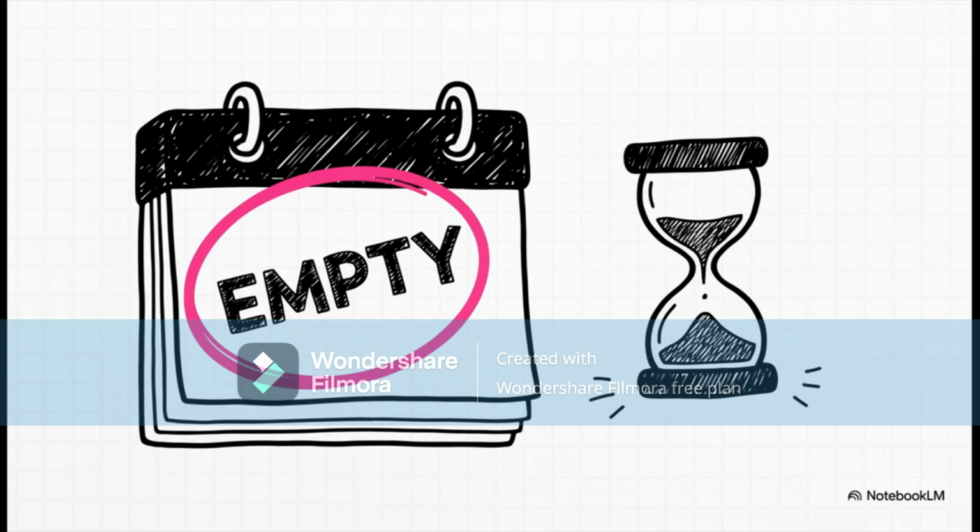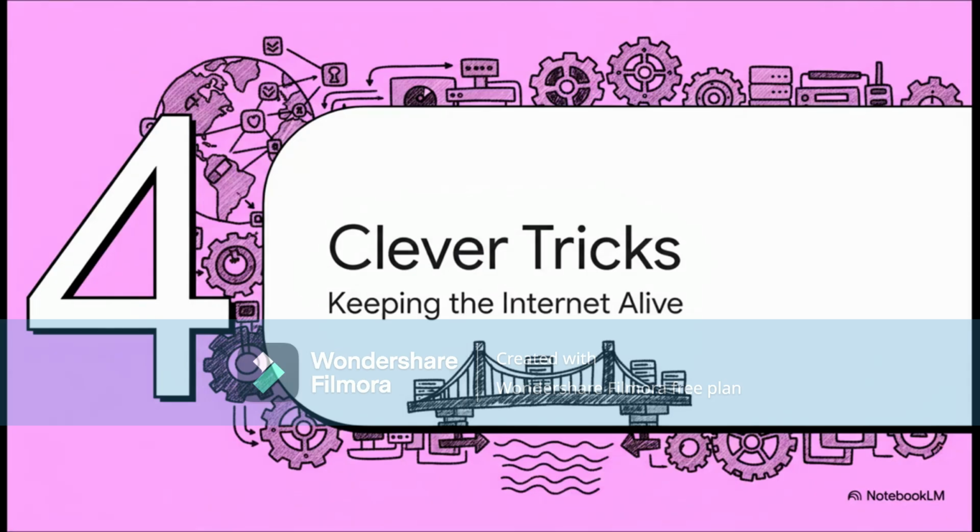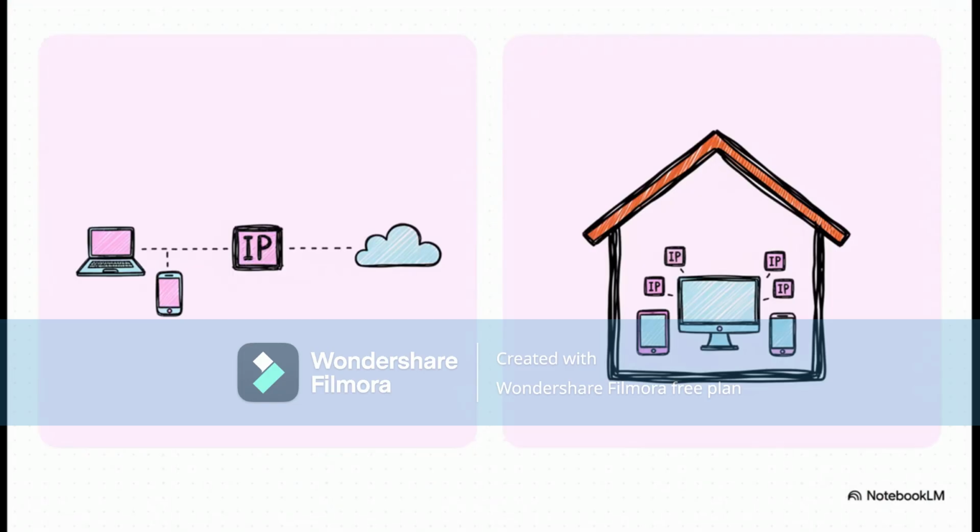So, wait a second. If we ran out years ago, how are you watching this right now? How is the internet still growing? Well, that brings us to the most ingenious part of this whole story. Some incredibly clever tricks that are basically the life support system keeping the internet we know and love running. It all boils down to 2 main workarounds. The first is called NAT, which is short for Network Address Translation. It's a way to share one address with lots of devices. The second is using what are called private IP addresses. Let's dig into both.